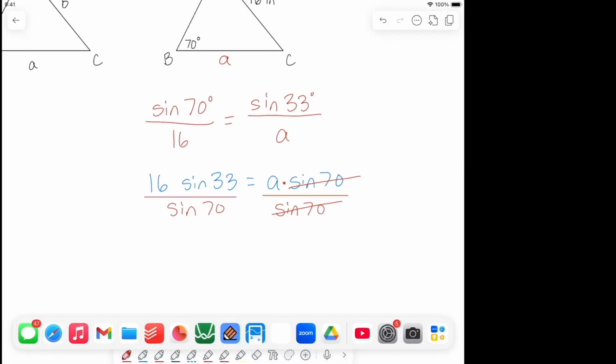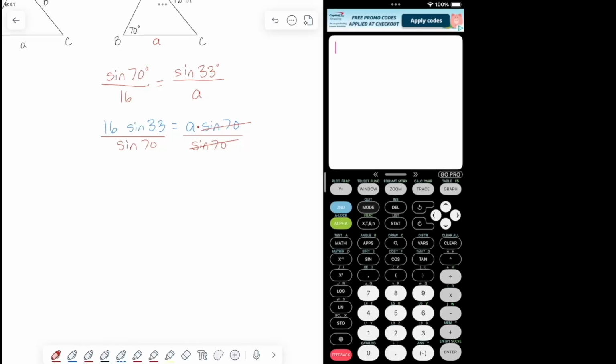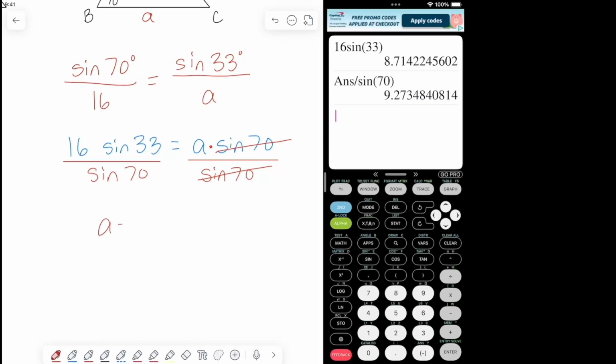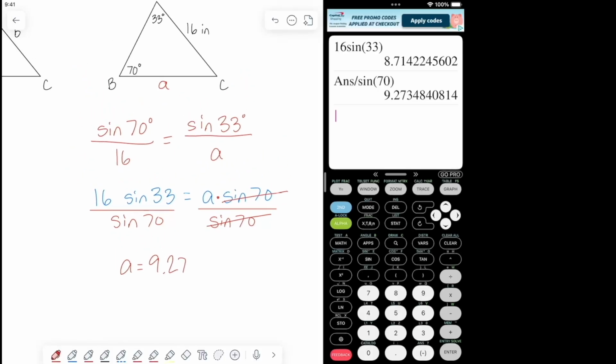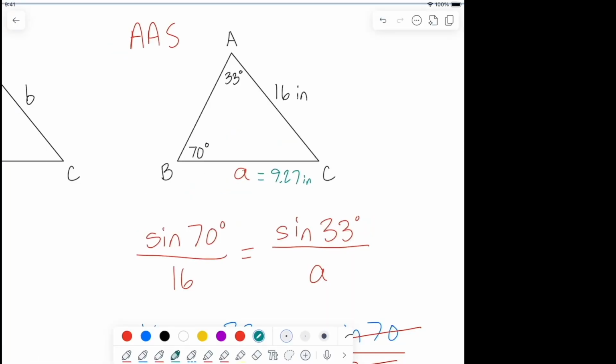And now we've got to go to our calculator. Make sure you have your calculator in degrees before we do this. I am going to do 16 times the sine of 33 degrees and hit enter. And before I write that down, I'm just going to divide immediately by the sine of 70 degrees. And what I get is that side length A equals 9.27. We were in inches. 9.27 inches.